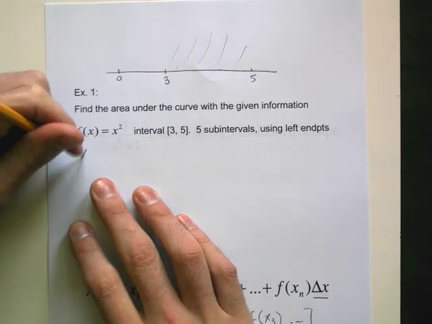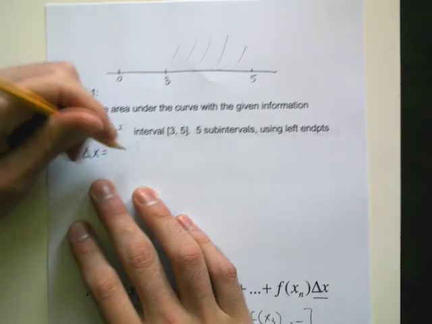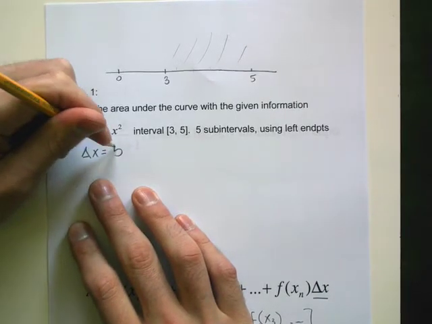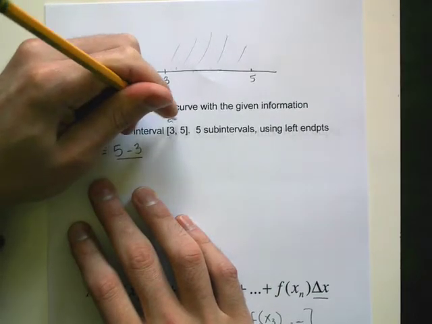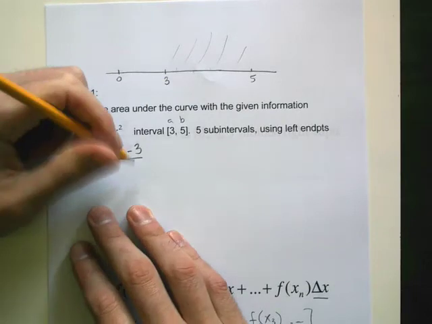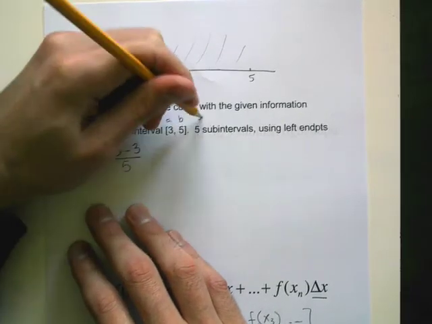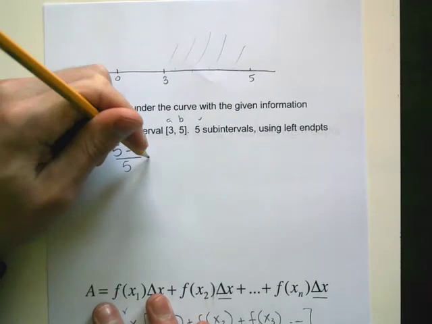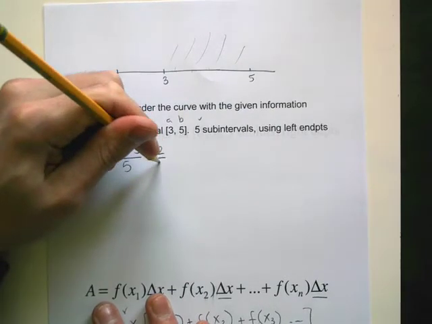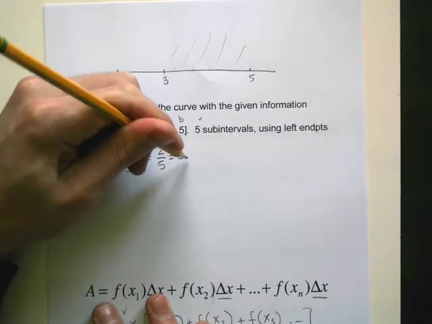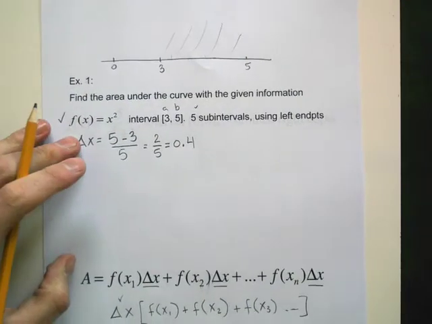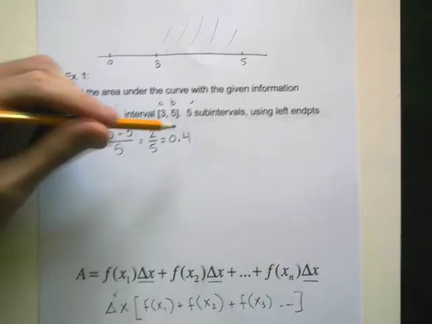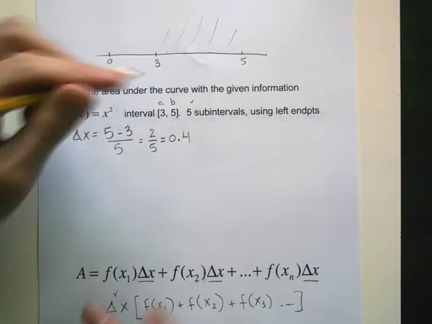So delta x, like we said on the last slide, is equal to b minus a, so 5 minus 3, okay? So this is your a, this is your b, over your number of subintervals, your n. B minus a over n is going to give you 2 over 5, and if you want to change that to a decimal, sometimes that helps, it's 0.4. Okay, so what does that mean? It means every 0.4 spaces there's going to be a rectangle.